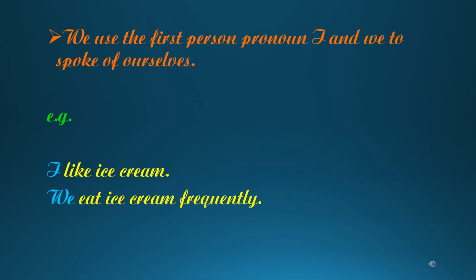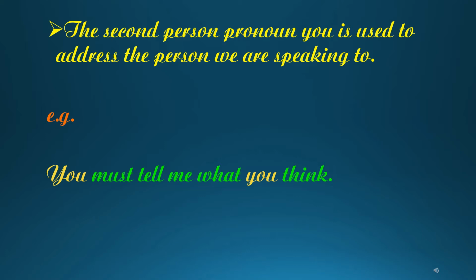We use the first person pronouns I and we to speak of ourselves. If we are talking about ourselves, we can use I and we. Example, I like ice cream. We eat ice cream frequently. The second person pronoun you is used to address the person we are speaking to. Example, you must tell me what you think.